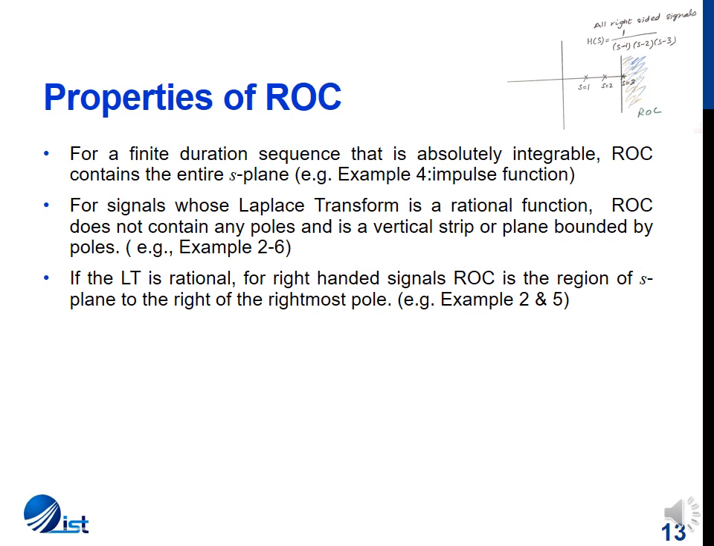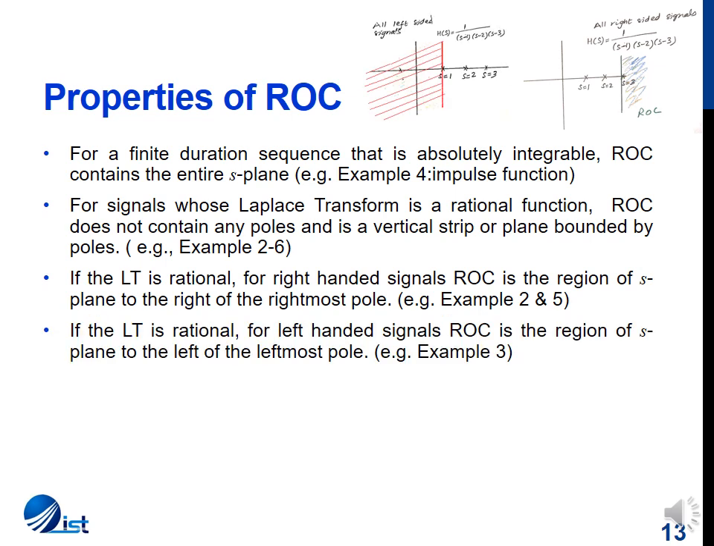And in example 5, we saw a sum of two right-hand sided sequences, and we saw that the ROC was outside the outermost pole. We had two poles at s equals minus 1 and minus 2, and the rightmost pole, or the outermost pole, was s equals minus 1. So the ROC was greater than s equals minus 1.